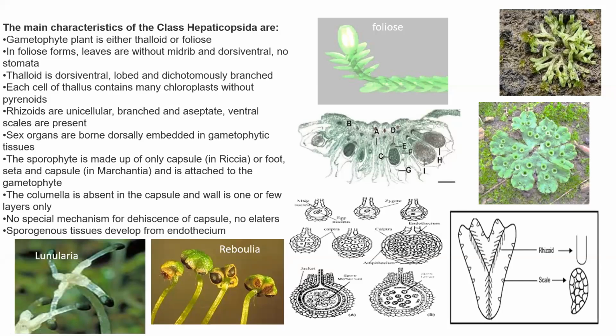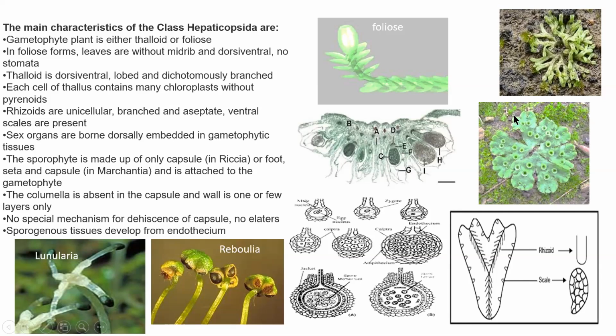Dorsiventral means the plant body has two sides, the upper side and the lower side. The upper side is the dorsal side, and the lower side is called the ventral side. The upper side will have the sexual organs embedded into the thallus, or it will have gemma cups. The lower side normally has the rhizoids or the scales. So this is the main plant body of the liverworts.